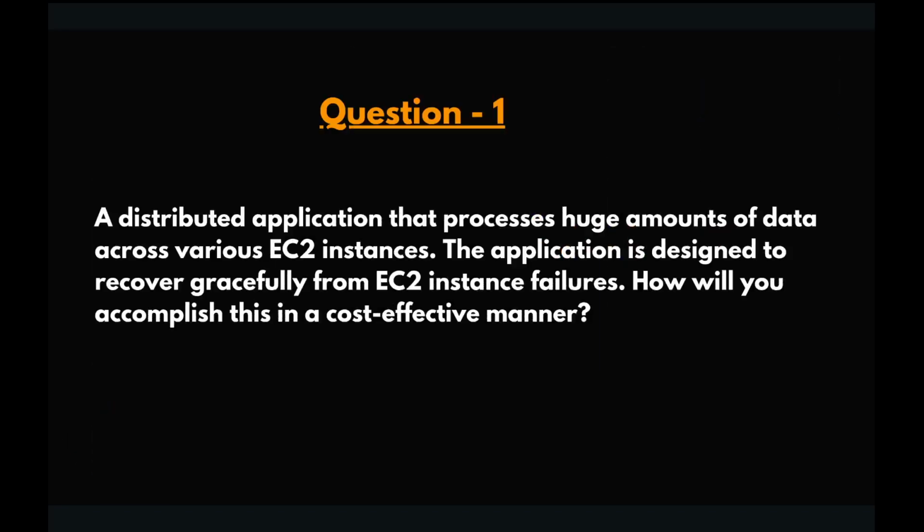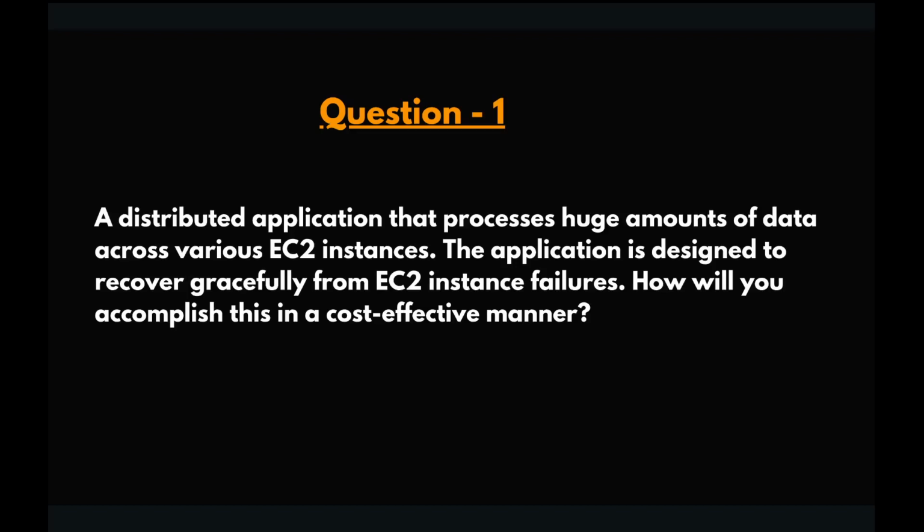So here we go. Question number 1. A distributed application that processes huge amounts of data across various EC2 instances. The application is designed to recover gracefully from EC2 instance failure. How will you accomplish this in a cost-effective manner? So the question is asking us that we have an application hosted on multiple EC2 instances, and it is designed to recover gracefully from EC2 instance failure, meaning if the application somehow gets interrupted in between, it can recover on its own. So how can I choose a particular instance type while keeping cost effectiveness in mind?